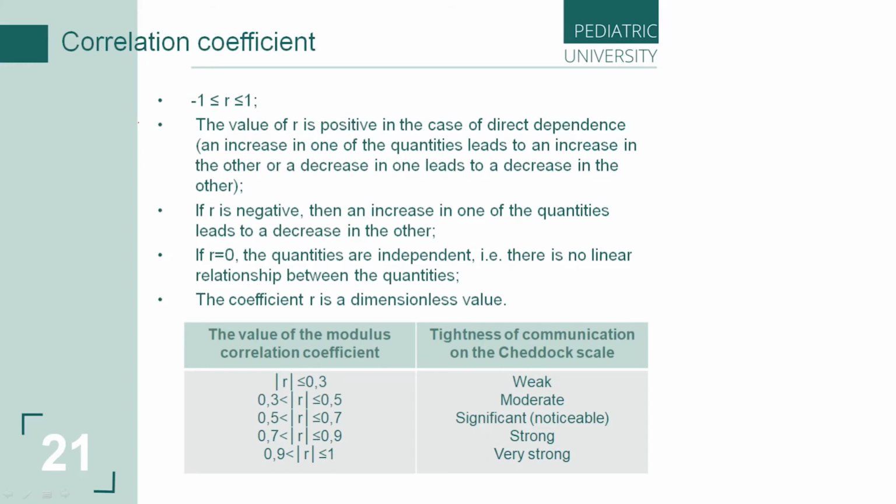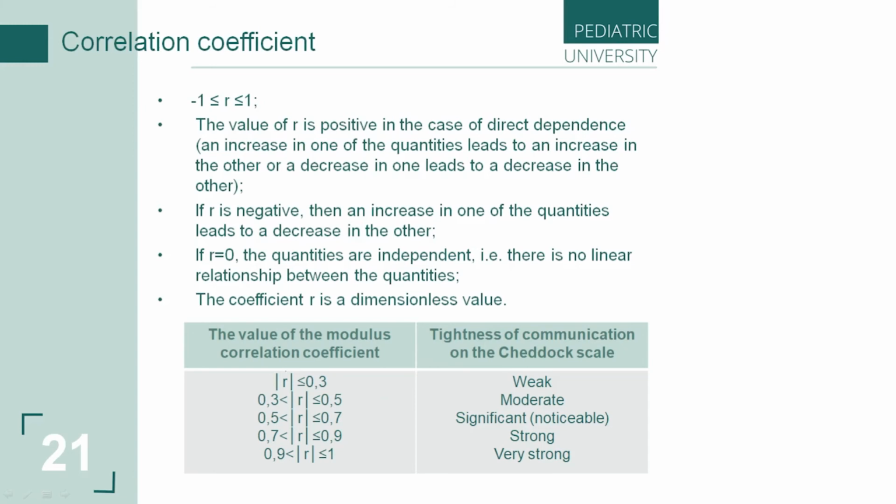Also remember that the correlation coefficient is a dimensionless value. It's just a number that shows the closeness of the relationship between the variables. The closeness of the relationship is rated on the Chaddock scale from weak to very strong, depending on the modulus, or absolute value, of the correlation coefficient, as you see in this table.